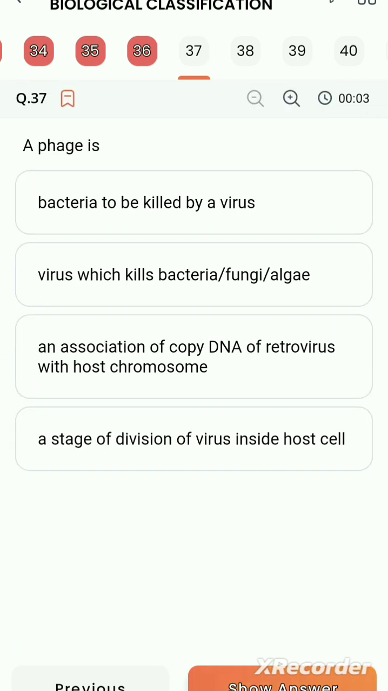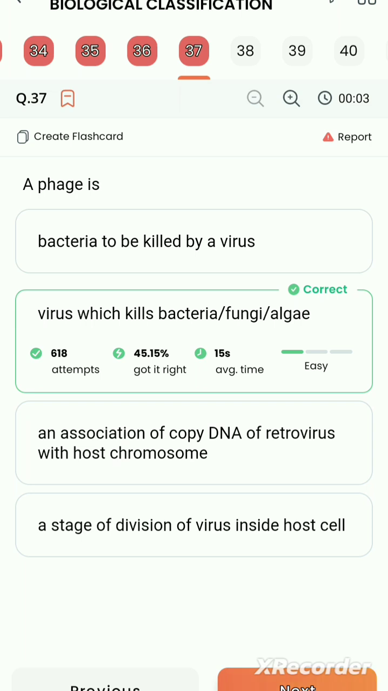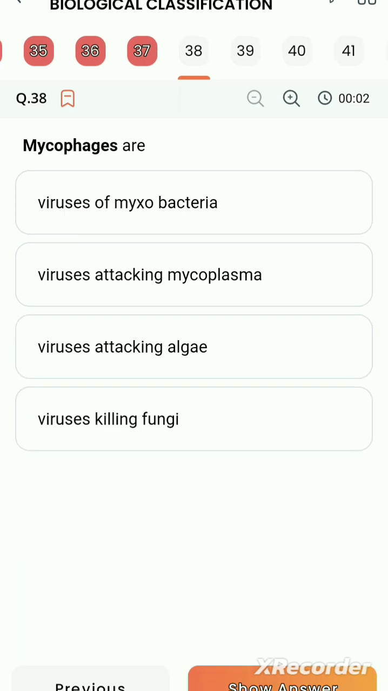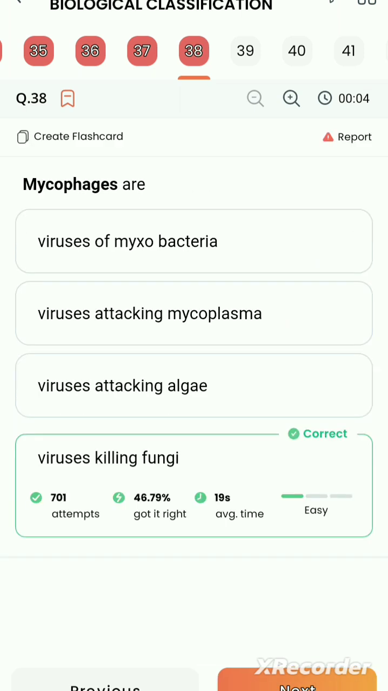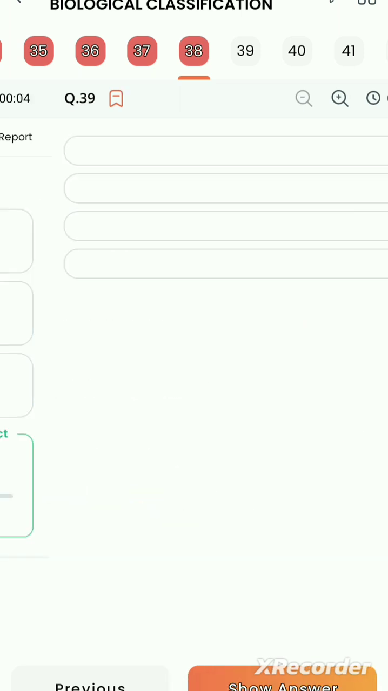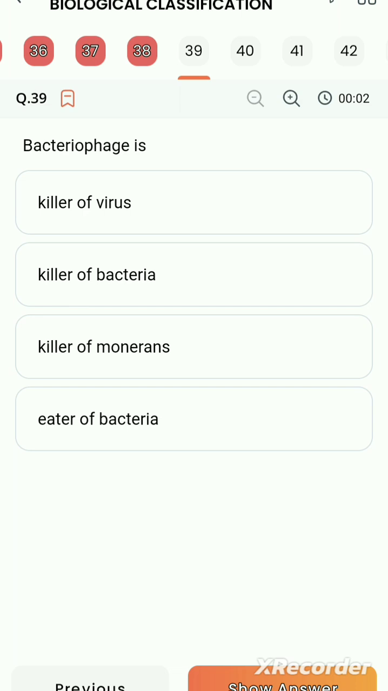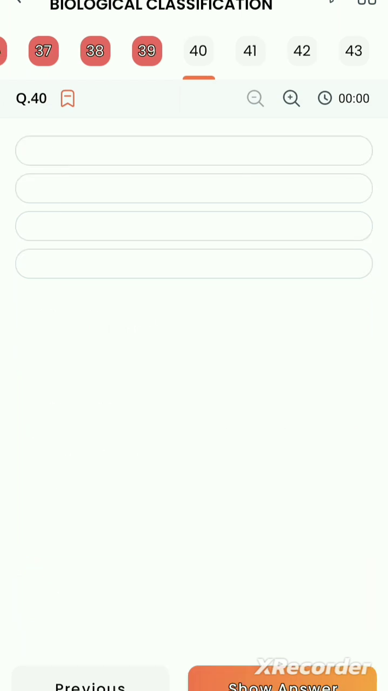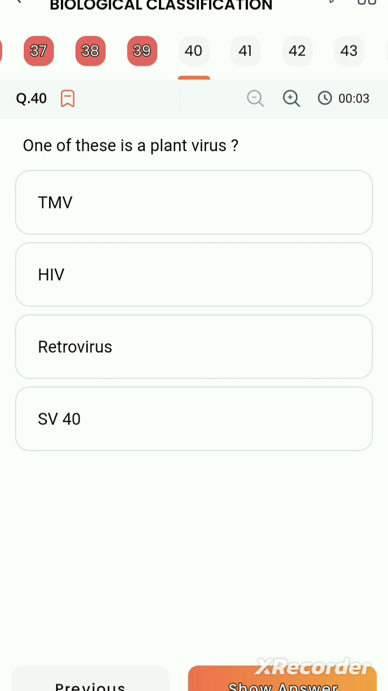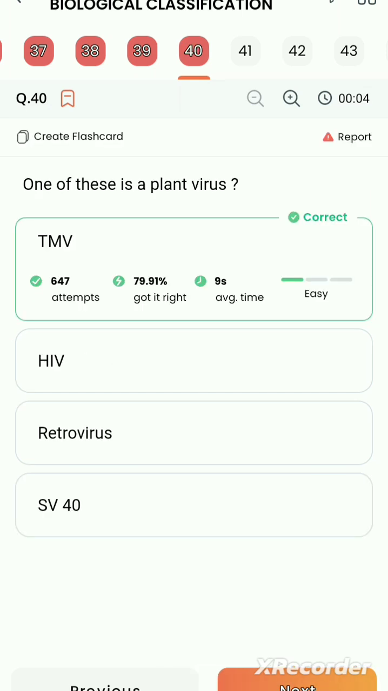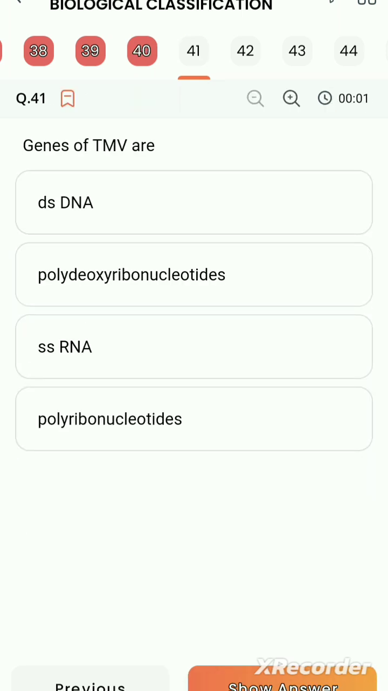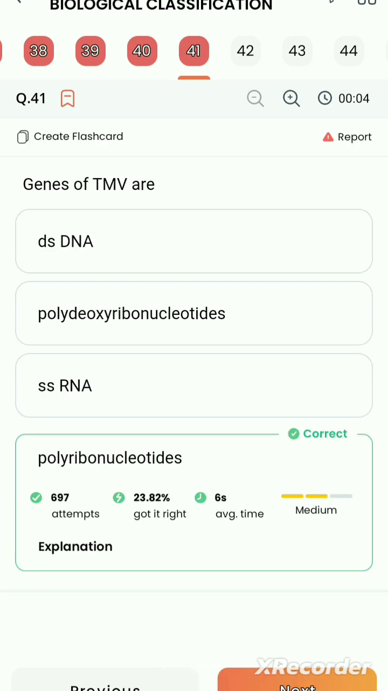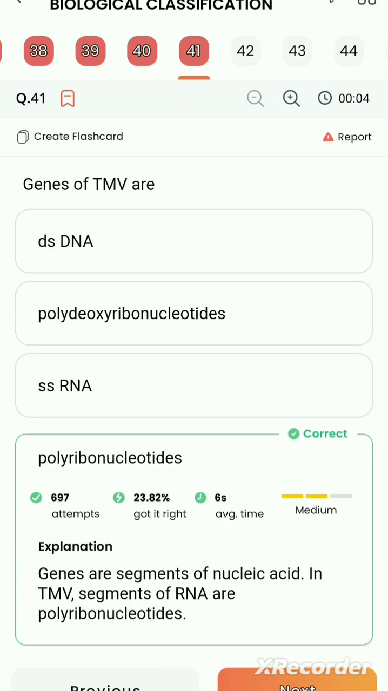A phage is nothing but a virus which kills the bacteria, fungi, or algae. Just now I have said this, mycophage is nothing but the virus which attacks the fungi, and bacteriophage obviously kills the bacteria, and also commonly we can say it is the killer of bacteria. Next, one of these is a plant virus, that is obviously TMV. And next question, 41, genes of TMV. Just now we have seen it, that is polyribonucleotides, that is RNA.